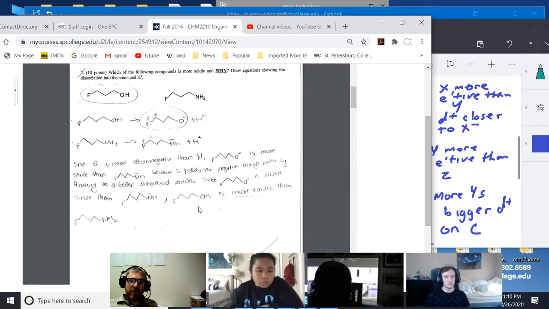You'll notice here that there is a statement that links anion stability to acidity. And then we can say that one compound here, because that's what we're asking, which one of these is more acidic. We say this one's more acidic because its anion is more stable. In a nutshell, that's the reason. This one's more acidic because its anion, which is this, is more stable. Does anybody have any questions?